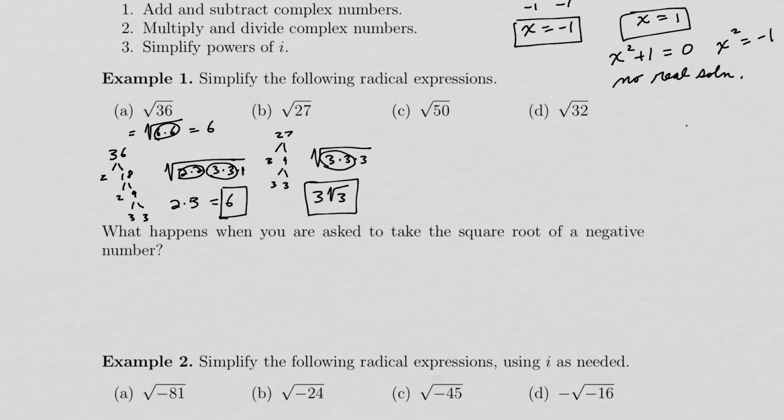Here, I can factor the 50 into 2 times 25, and then 5 goes in 5 times, right? So if I write that, it's 2 times 5 times 5. The pair of 5's comes out as a single 5, and I'm left with radical 2. So square root of 50 is 5 radical 2 when you simplify it.